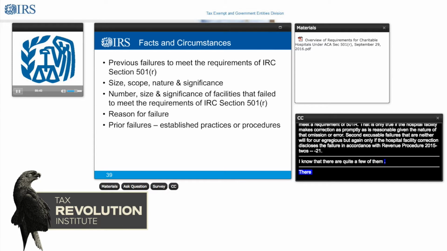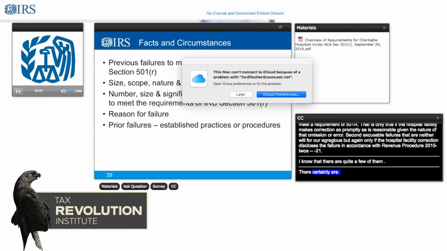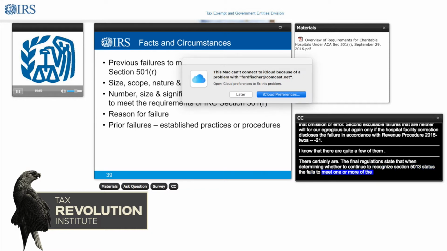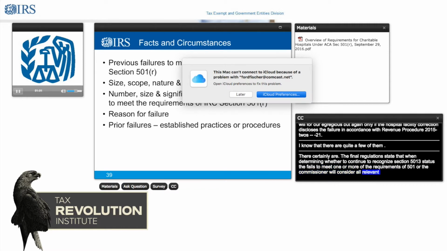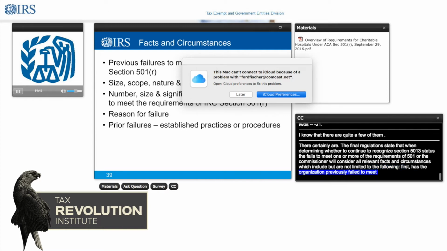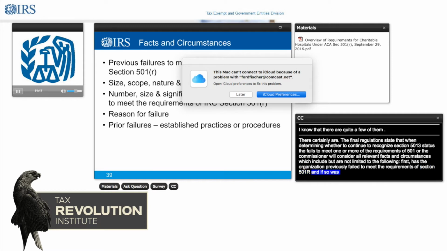There certainly are. The final regulations state that when determining whether to continue to recognize the Section 501(c)(3) status of a hospital organization that fails to meet one or more of the requirements of Section 501(r), the Commissioner will consider all relevant facts and circumstances, which include but are not limited to the following. First, has the organization previously failed to meet the requirements of Section 501(r), and if so, was it the same type of failure or failures? What are the size, scope, nature, and significance of the organization's failures?